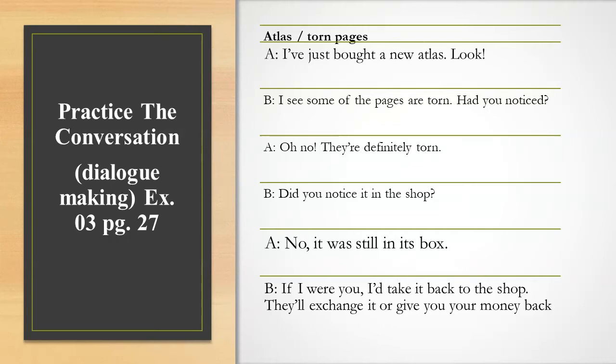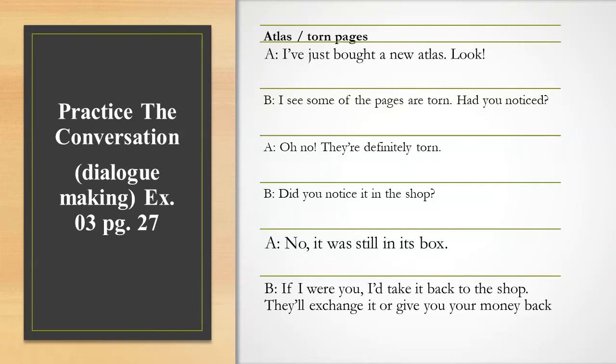This is one dialogue that I have done for you. So you can see in making dialogue, in the first part of the conversation, they report their problem. A says, I have bought an atlas, and B says, it is torn. The pages are torn. That is reporting the problem. In the second part of conversation, they are discussing how they found it. And in the last part of conversation, one is giving advice to the other or giving a solution to the other.